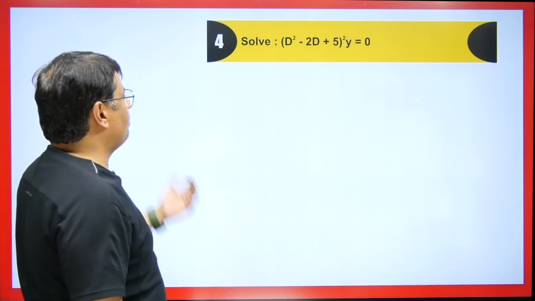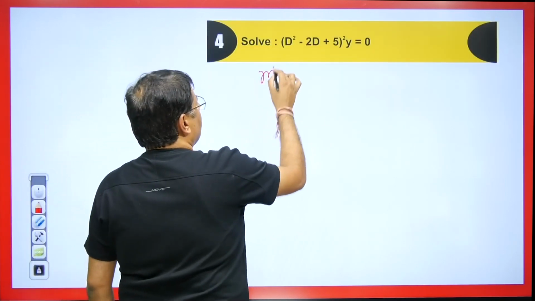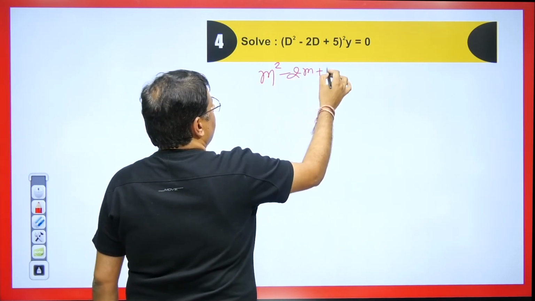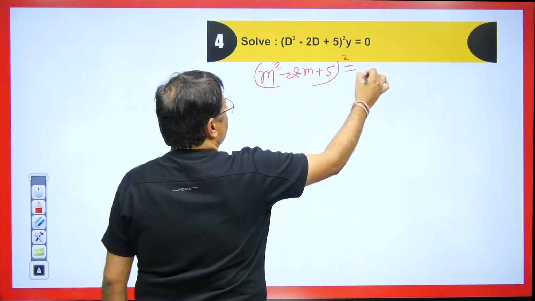Similarly, when we talk about this question, you can see it is m square minus 2m plus 5, whole square, and it is equal to 0.